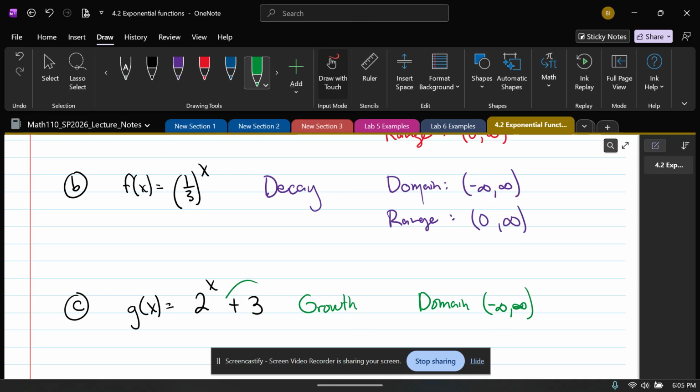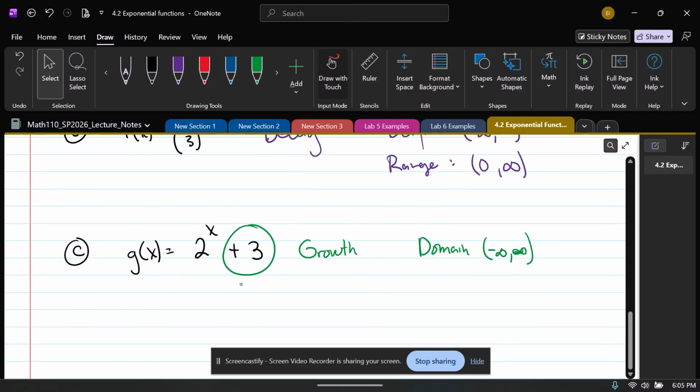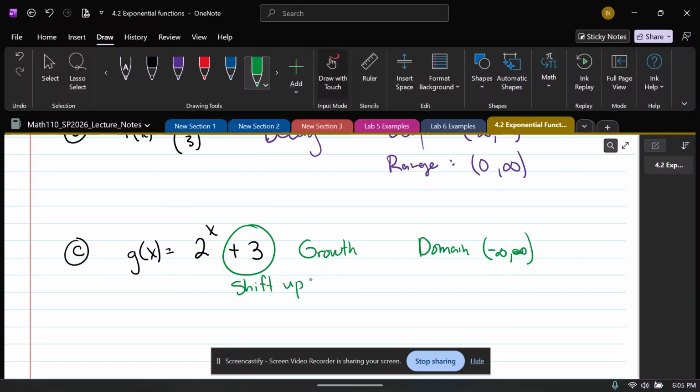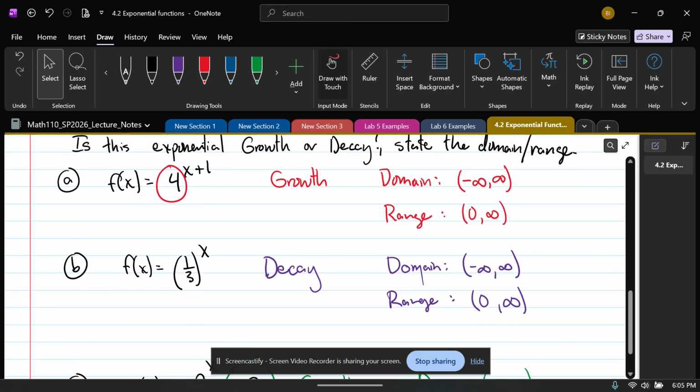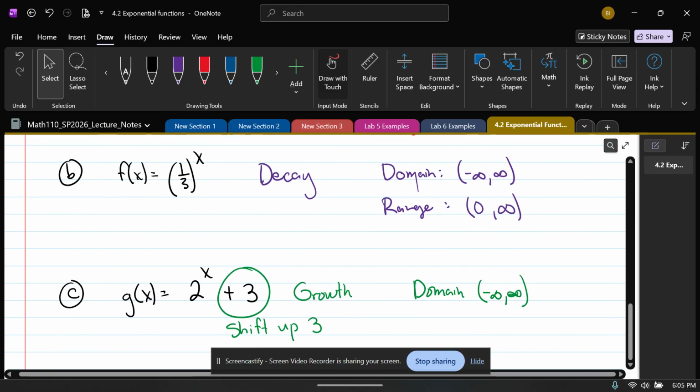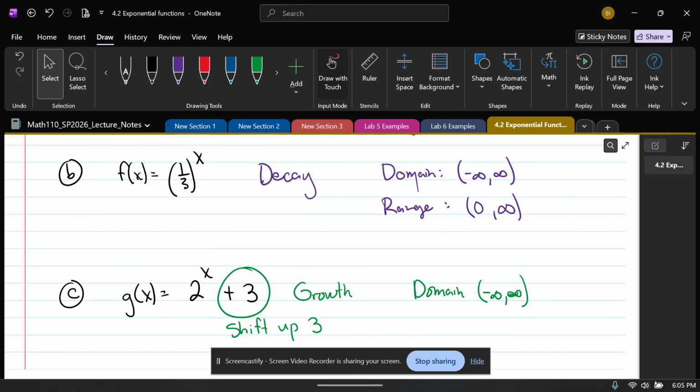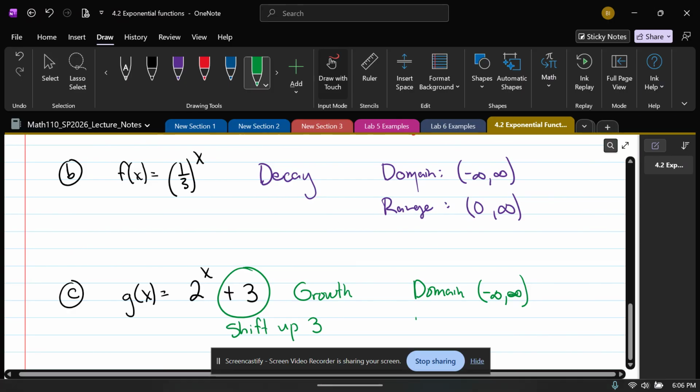The range, because it's got this plus 3, that is a shift up, not to the right, but up 3, because it's not with the x. Like example A, we had that x plus 1, and that would be a left 1. If it were right, it'd be a minus 1. But if it's not with the x, it's down there kind of hanging out on the end, that's a vertical move. So that's a vertical shift up 3. That changes the range, because instead of being flattened out at 0, it flattens out at 3, whatever that vertical shift is. So our range is going to be from 3 to infinity.